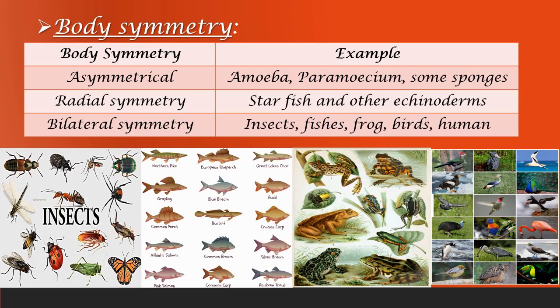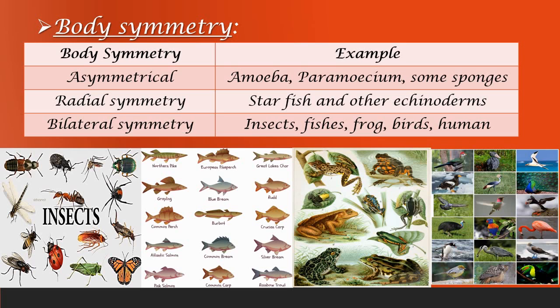Now students, there are some differences between the grades of organization and symmetry. Now let us understand that difference. The exact difference between grades of organization and symmetry is that body organization is the arrangement of smaller units into larger ones, whereas body symmetry is the number of symmetrical parts the animal can be divided into. And it can be explained with the help of the following example.